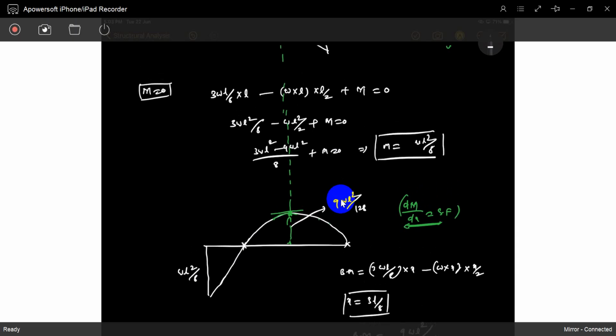Where is it going to be 0? That is also my question. So, are you solving it? Where is it going to be 0? What is the distance?